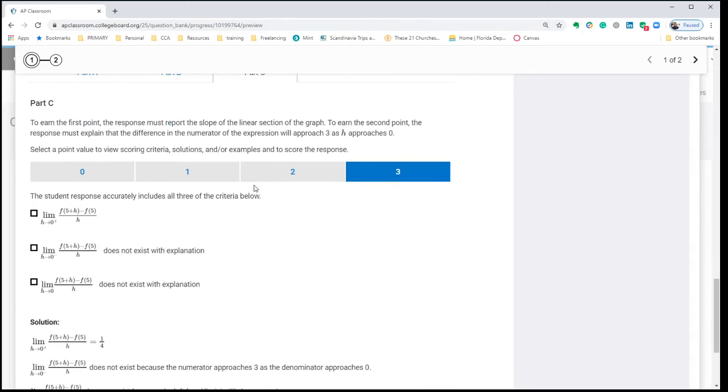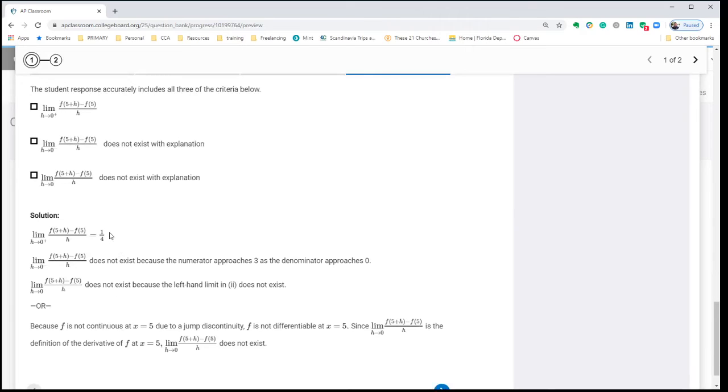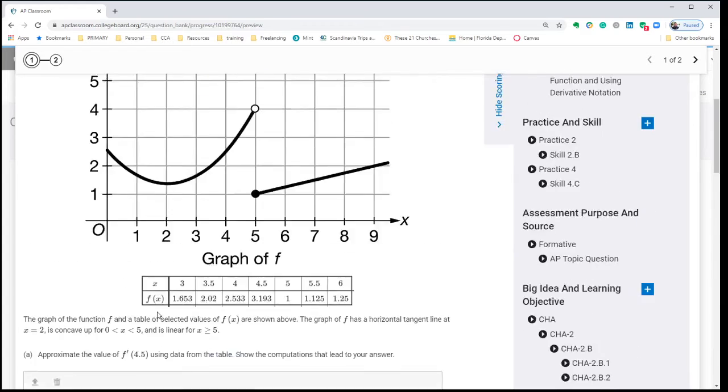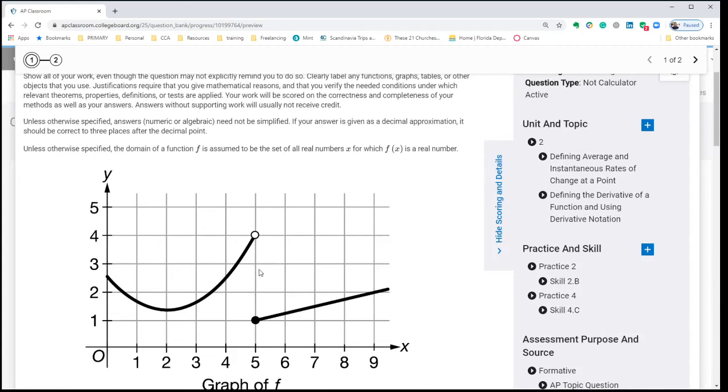Part C, okay. Part C, we're looking for these three things. The right side limit, which we just did, comes out to 1/4. The left side limit, it says, does not exist because the numerator approaches 3 as the denominator approaches 0. So they say the left side limit doesn't exist. And of course, I think most of you would have got this, that the limit as h approaches 0 doesn't exist because visually we can see the jump discontinuity.